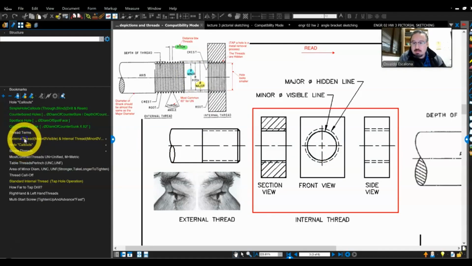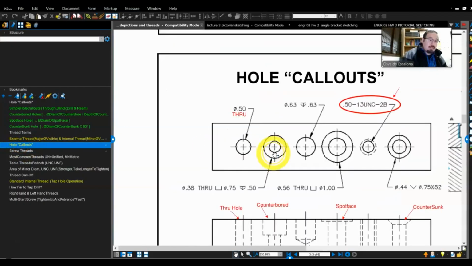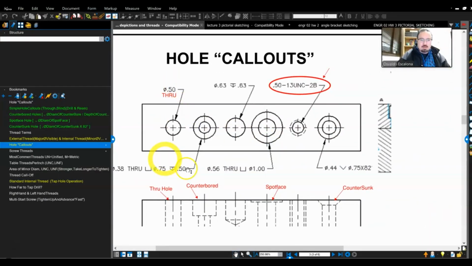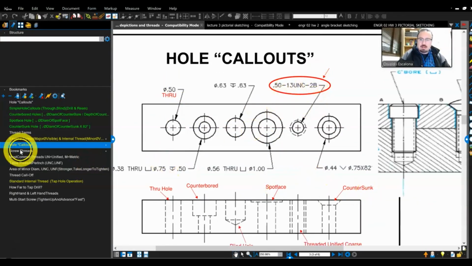Let's talk about hole callouts. Hole callouts for threads. So we have done all of the other ones. We only need this one. So how do you call it out?